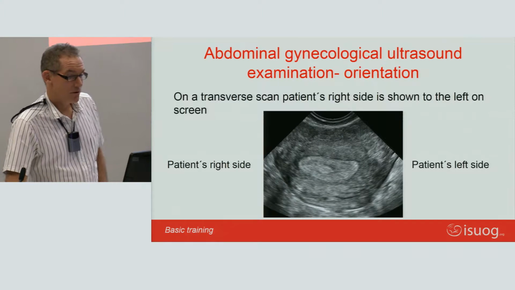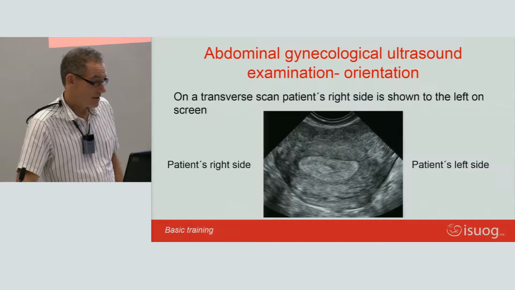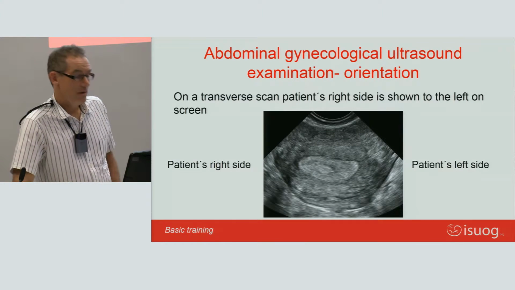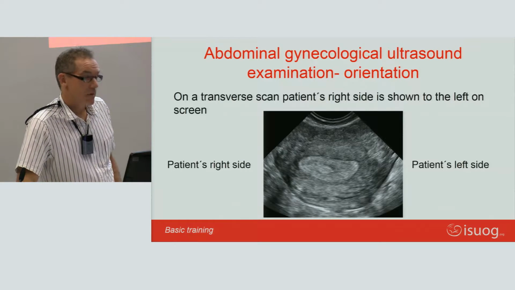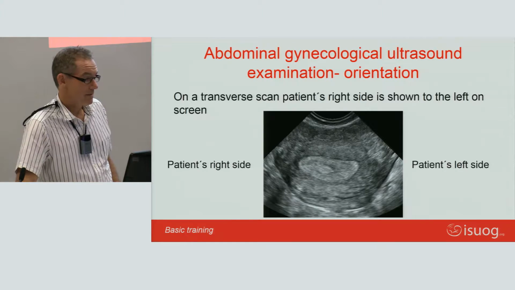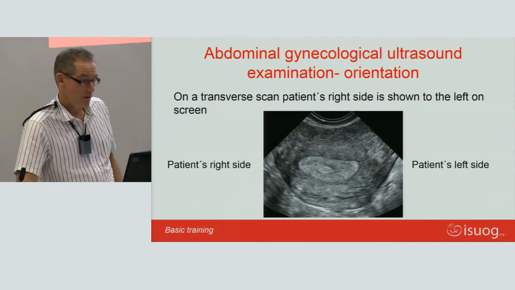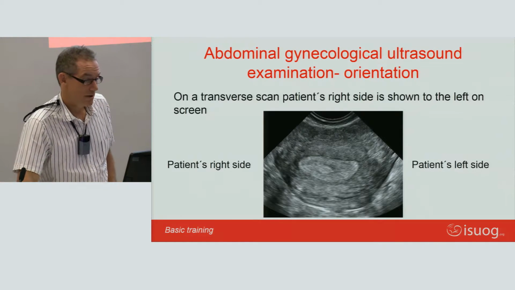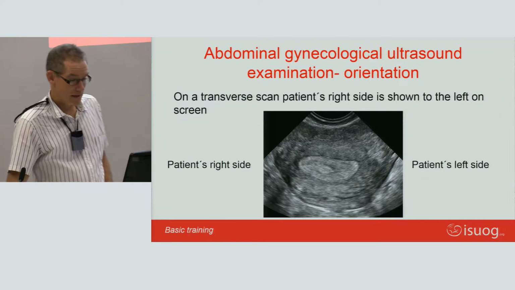Okay, so let's start with the transabdominal scan. There is international consensus that when we scan abdominally, we always have the image aligned in a certain way. It is accepted now that the patient's right-hand side should be on the left-hand side of the image, and the patient's left should be on the right-hand side of your screen.